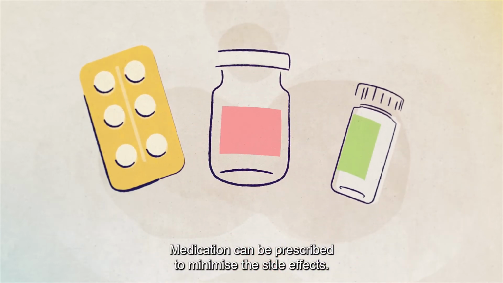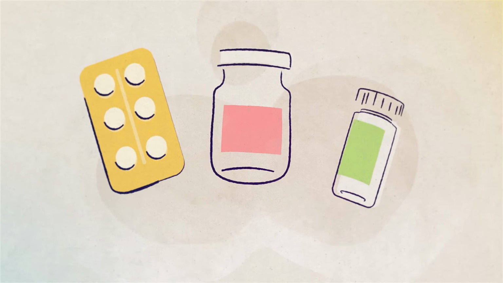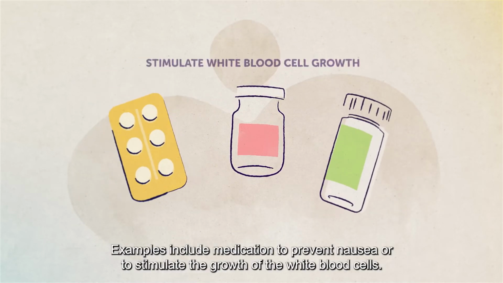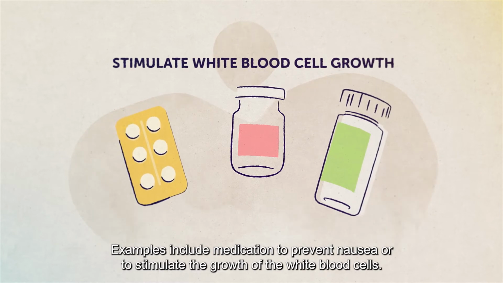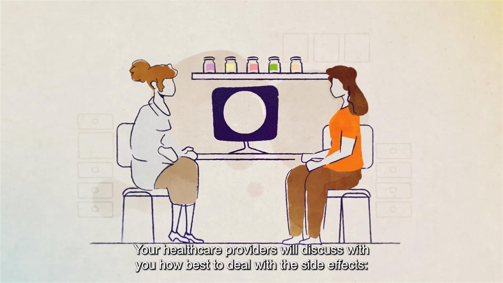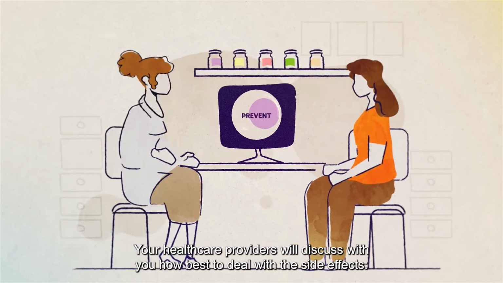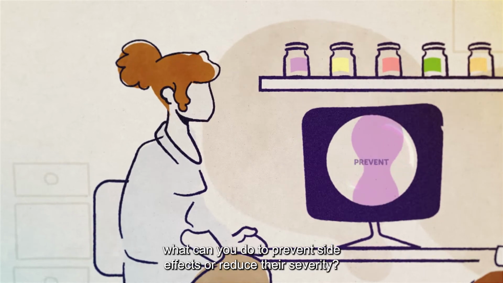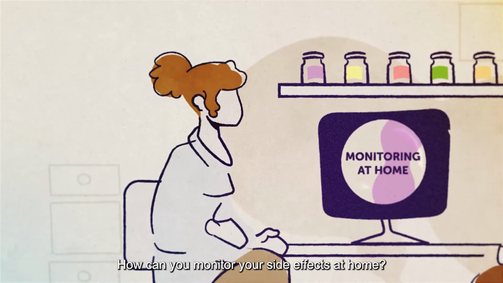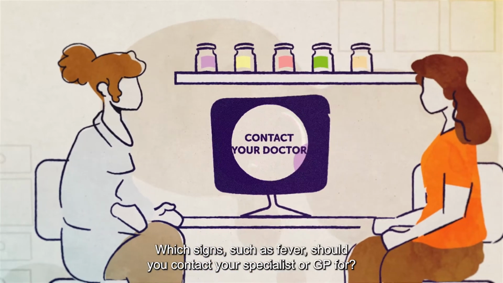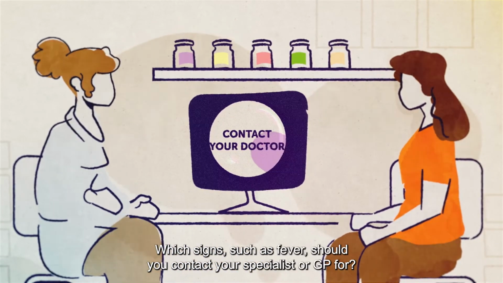Medication can be prescribed to minimize the side effects. Examples include medication to prevent nausea or to stimulate the growth of the white blood cells. Your healthcare providers will discuss with you how best to deal with the side effects. What can you do to prevent side effects or reduce their severity? How can you monitor your side effects at home? Which signs, such as fever, should you contact your specialist or GP for?